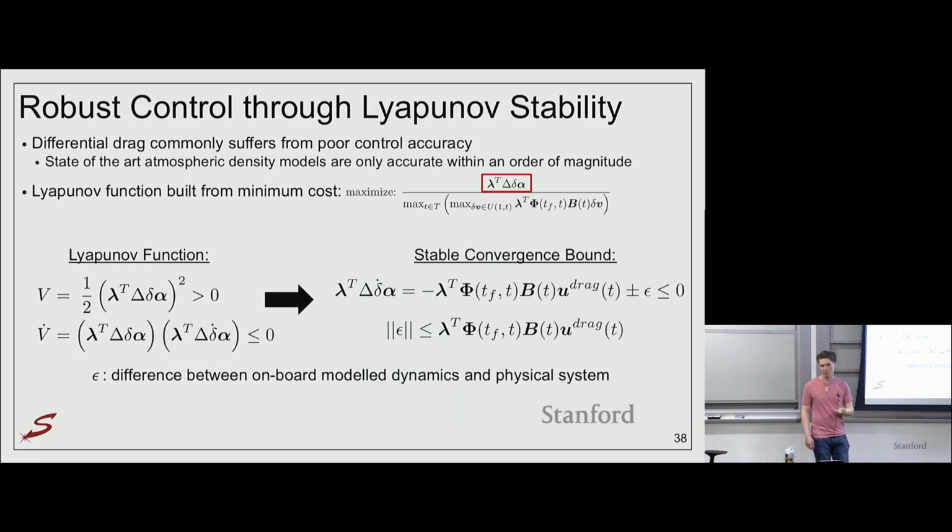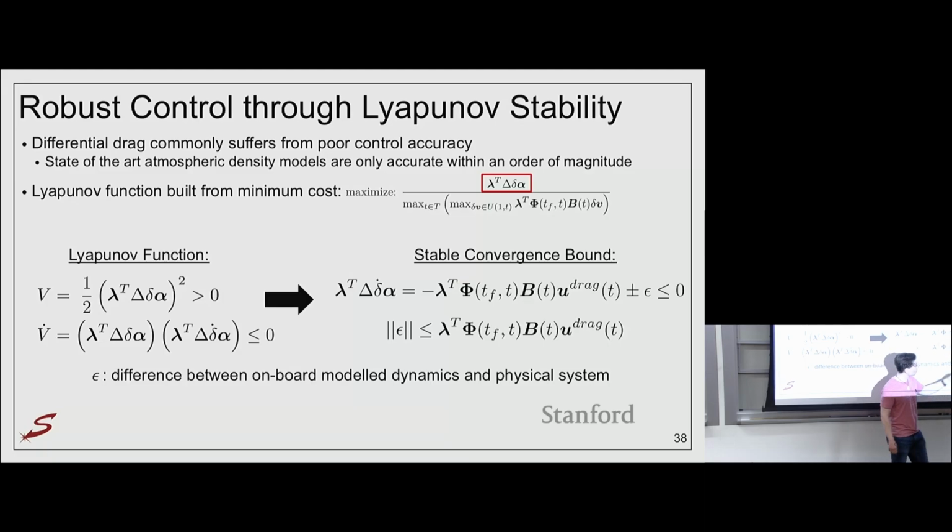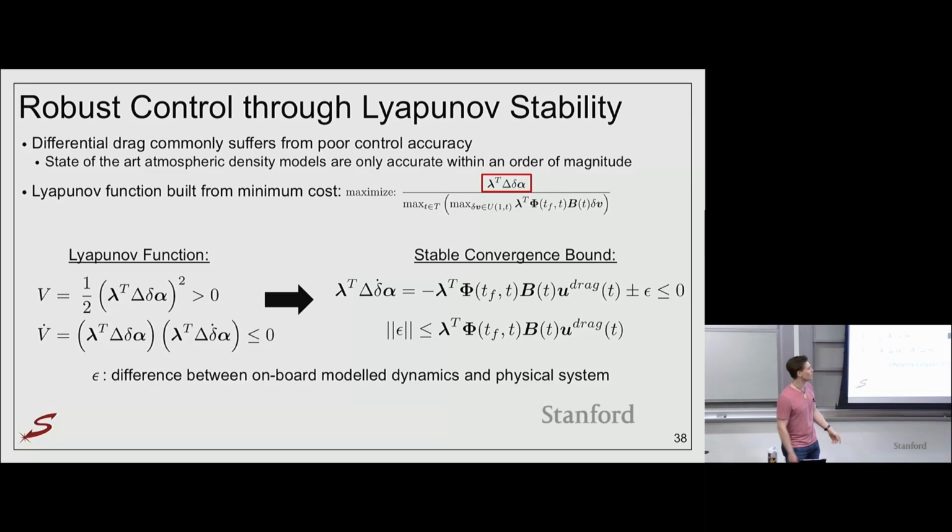What is the time rate of change of the pseudostate? That's just a maneuver. So that's what we do here. We have the time rate of change of the pseudostate set equal to the effect of a maneuver, and then we're going to add in some error. We'll just say some arbitrary error epsilon. And what we can kind of trivially see is if the magnitude of this error is lower than the actual maneuver realized by the physical system, we have a Lyapunov stable system.